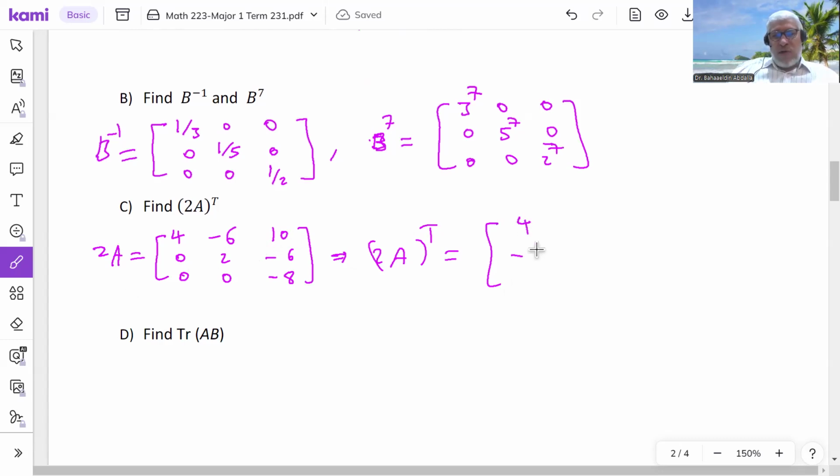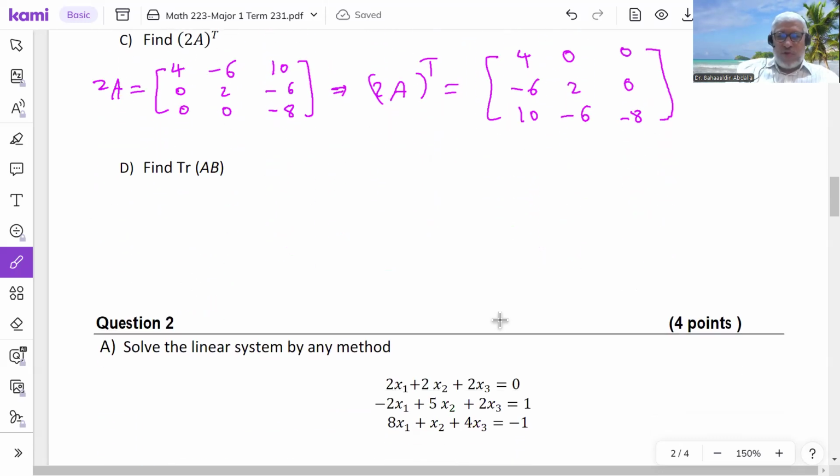It would be the first column in 2A transpose. 0, 2, -6 is the second row, so it would be the second column here. And 0, 0, -8 is the third row; you just write it as the third column. This is the transpose. You will notice that the elements on the main diagonal are the same, but the elements not on the main diagonal are interchanged with each other: -6 with 0, and 10 with 0, and -6 again with 0. This is what happens when you evaluate the transpose.